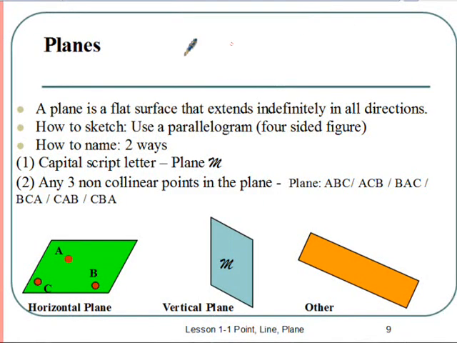All right, now we have planes. A plane is a flat surface that extends indefinitely in all directions. We use a parallelogram to sketch it. Obviously, we can't sketch what a plane actually is, because if it goes indefinitely in all directions, we would run out of lead or ink or whatever. We can name planes 2 ways. We can name planes using a capital script letter M, like for example here, or we can name them using any 3 non-collinear points on the plane. So these 3 points are all on this plane. We could use those to name the plane.